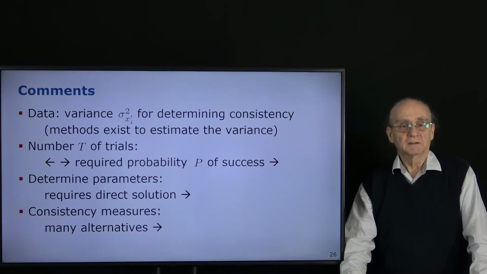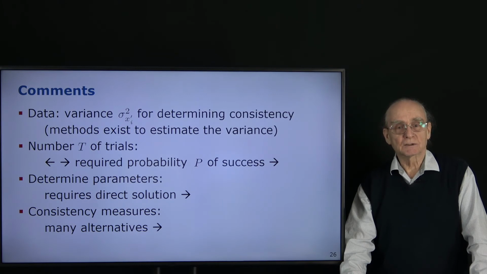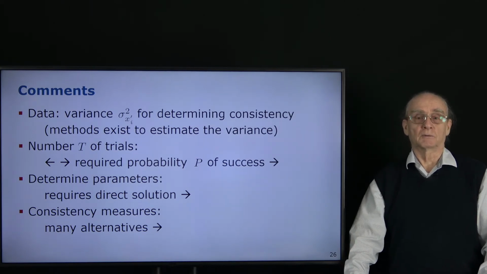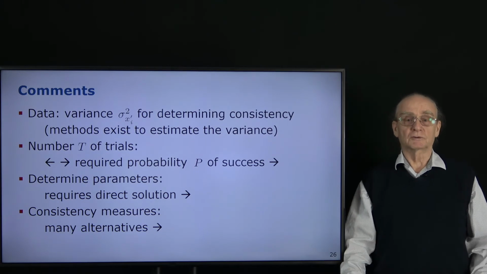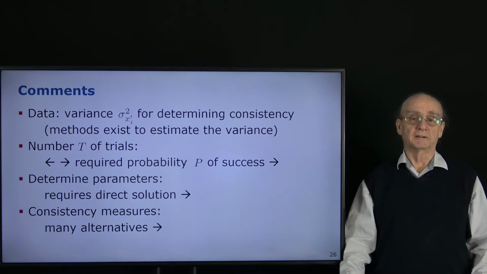The second is the number of trials. We can relate the number of trials which we need at least to the required probability of success. So it, of course, is clear that we need a certain number of trials for 99% success and a larger number of trials if we require 99.9% success. This relation we will look into more in detail.